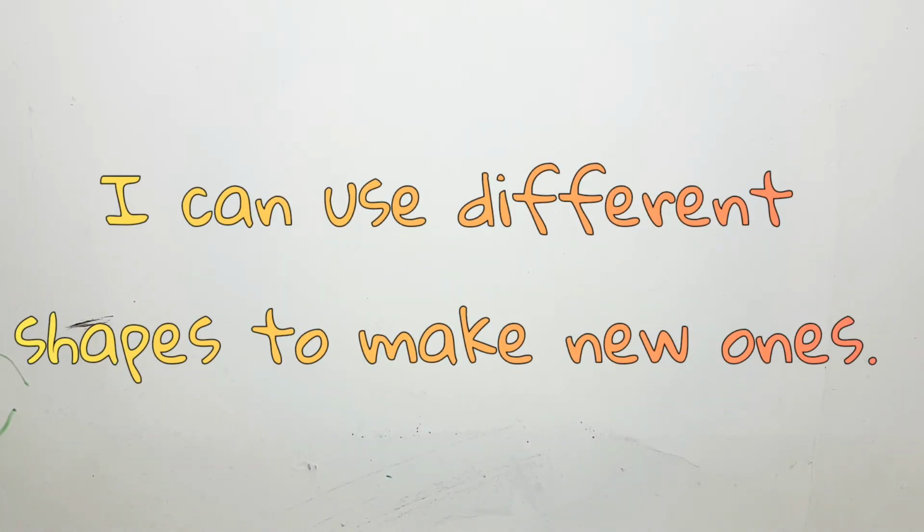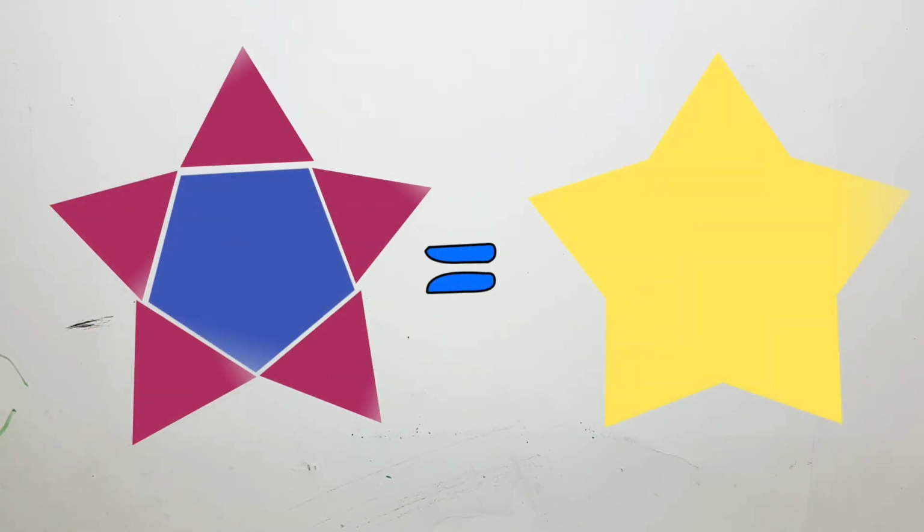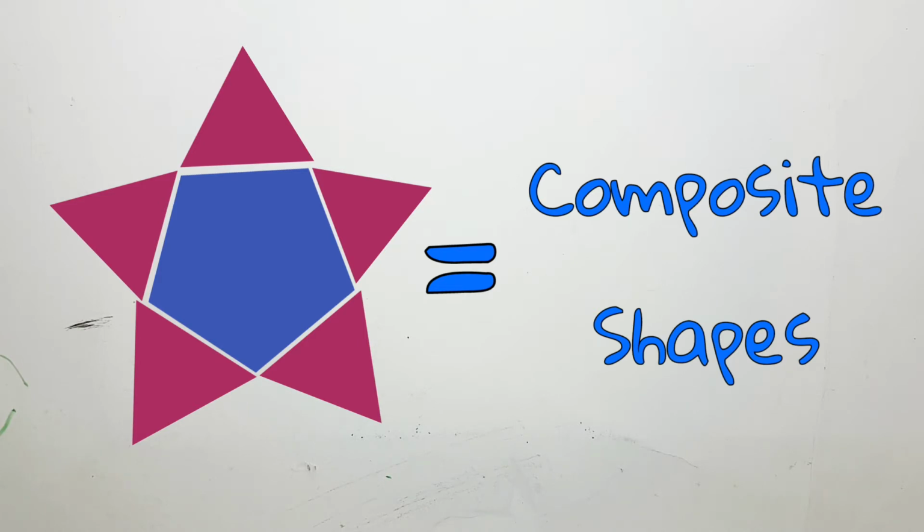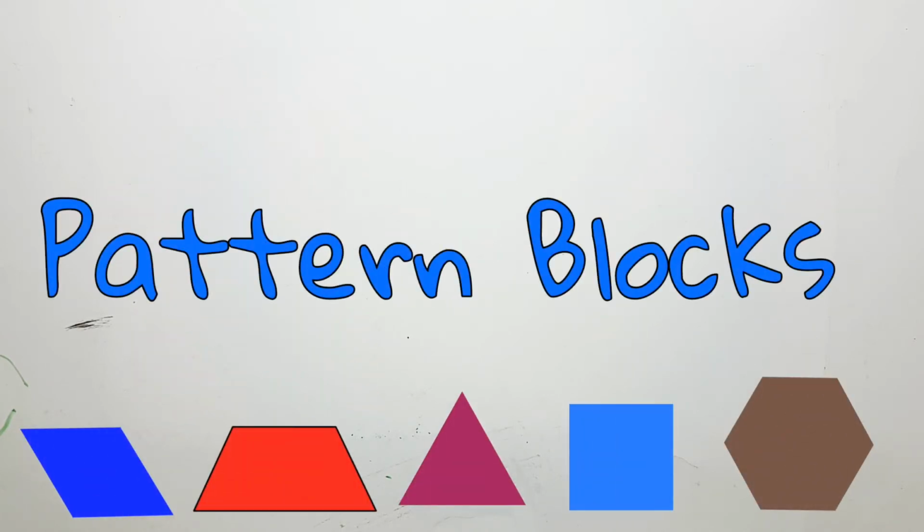Hello everybody. Today we're going to be making new shapes or bigger shapes out of small shapes or shapes that we already know. These bigger or new shapes are also called composite shapes, and we are going to make them using pattern blocks. And the pattern blocks are shapes that we also already know. For example, hexagons, squares, triangles, trapezoids, and rhombus.